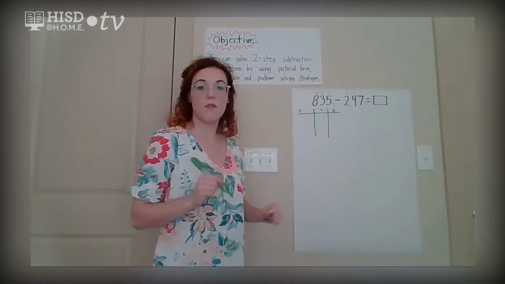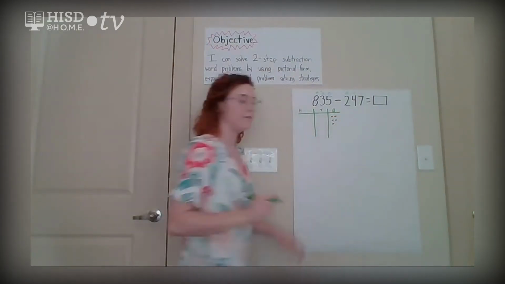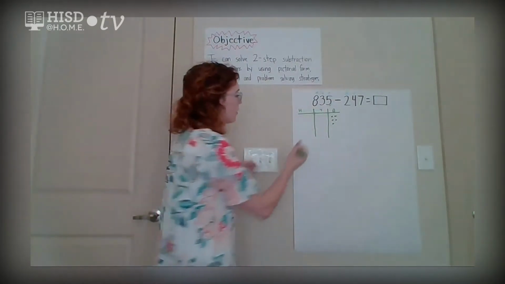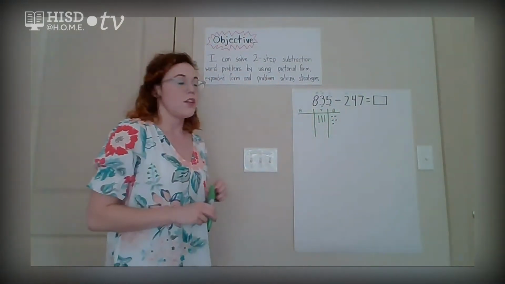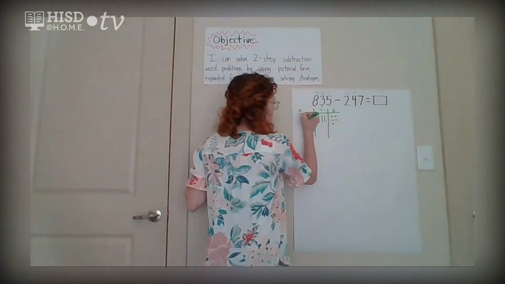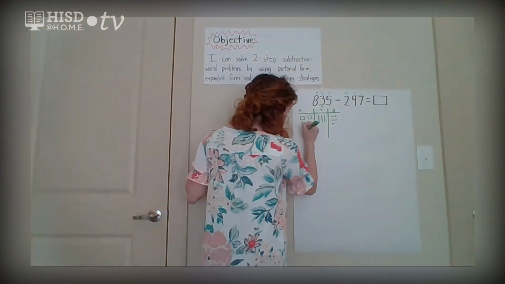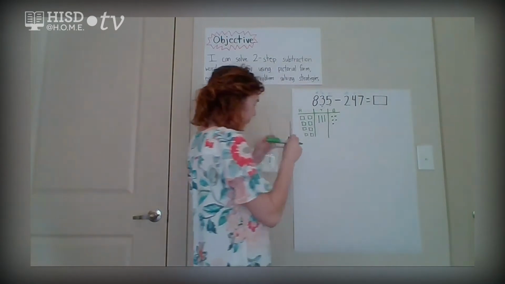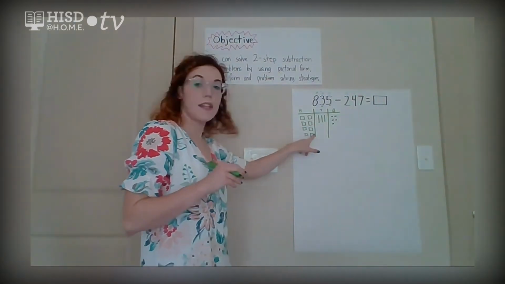I'm going to draw 5 ones. Remember, our ones are just dots. 1, 2, 3, 4, 5. I have 5 ones. Check. I need 3 tens. 1, 2, 3. Got my 3 tens. And 8 hundreds. So we know our tens are lines to represent the rods. For our hundreds, we're drawing little squares to represent our flats. 1, 2, 3, 4, 5, 6, 7, 8. So we have 8 hundreds.